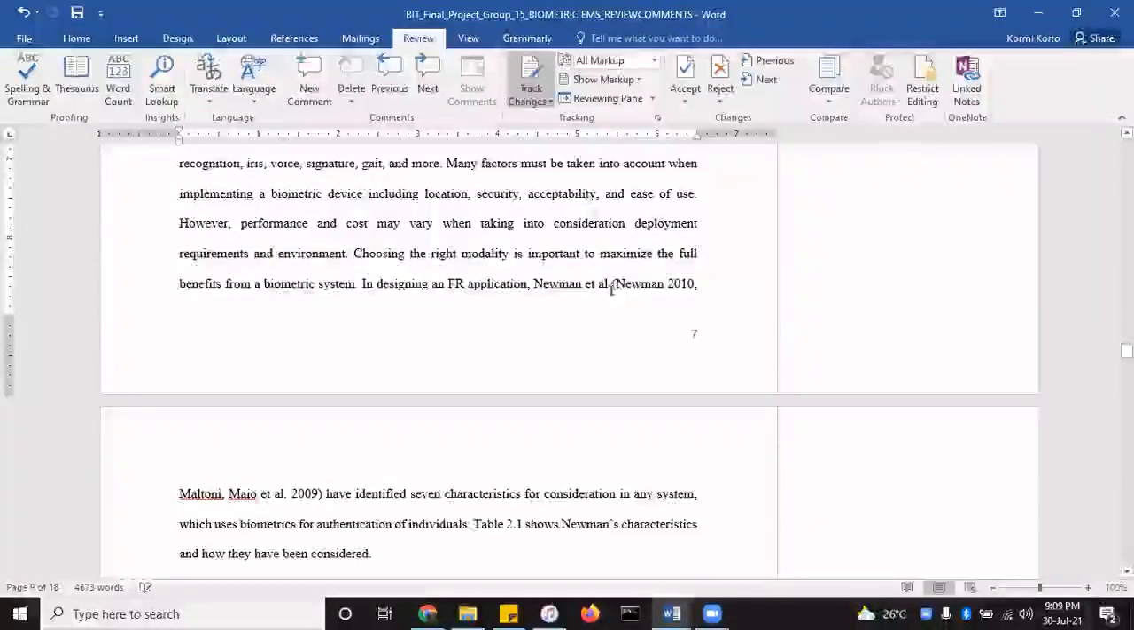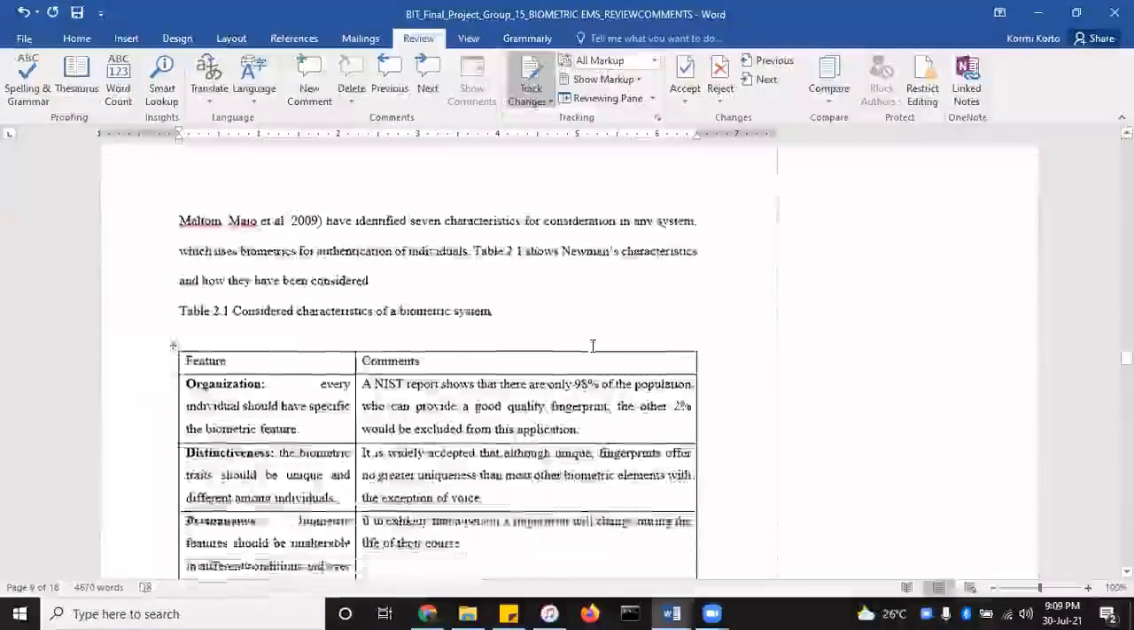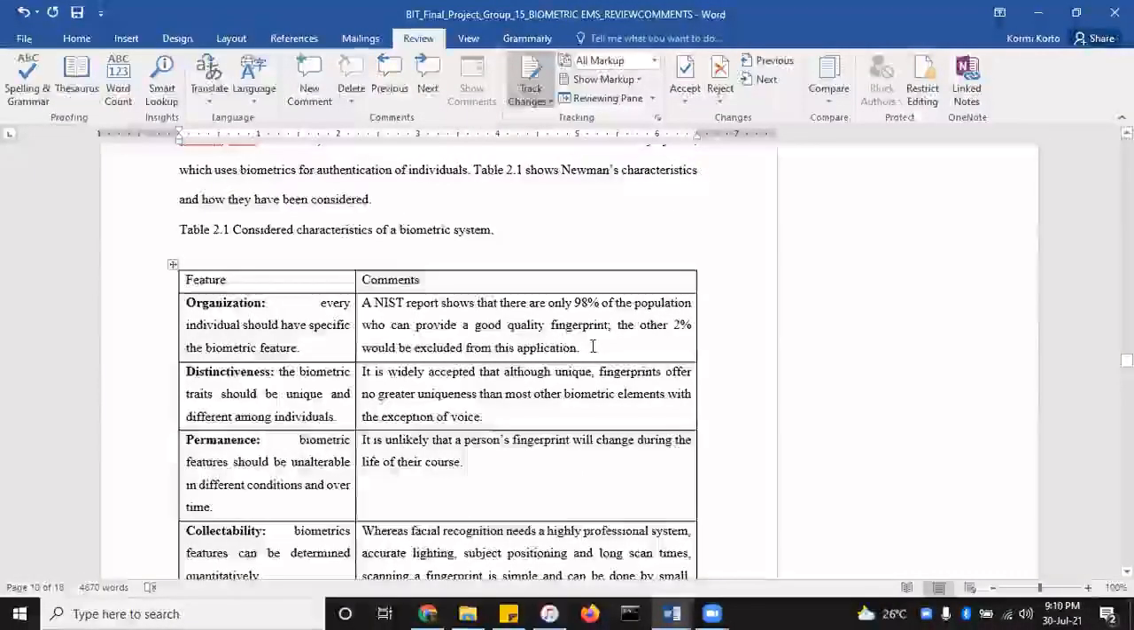So this should be out of there. So that's the reference for Newman 2010. And then this guy, 2019, has identified 7 characteristics for consideration in any system which uses biometric authentication of individuals, and he has tabulated that based on Newman's write-up or reference. Okay.